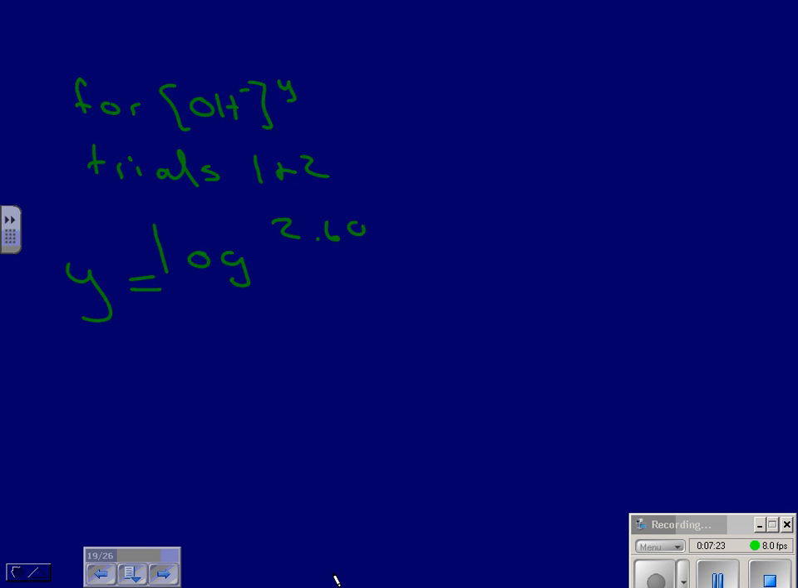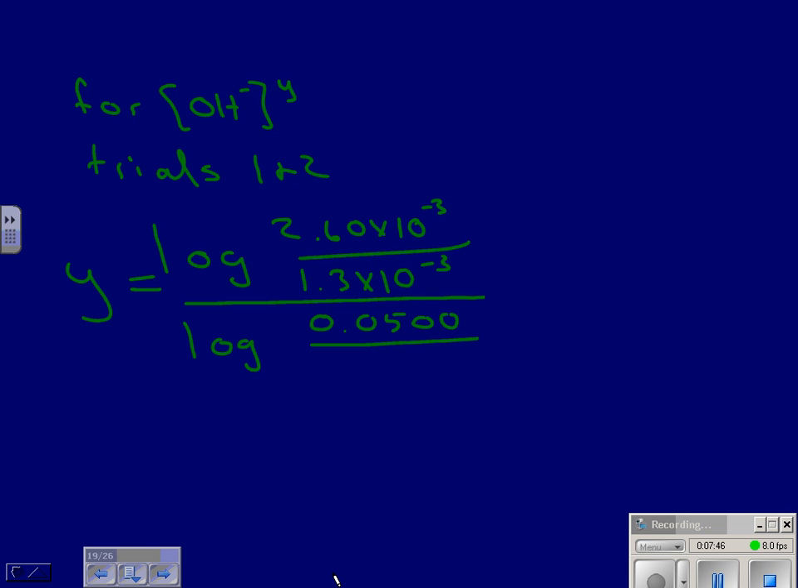2.60 times 10 to the negative 3, and 1 on the bottom, 1.3 times 10 to the negative 3, over the log, and now the concentration changes. Again, 2 on the top, 0.050, extra 0 on there, and on the bottom, 0.0250. Log of what over what? So I'll take the numbers as they come in. I'll take that top number first, would be nice, but it doesn't matter. Mike, what do you got?